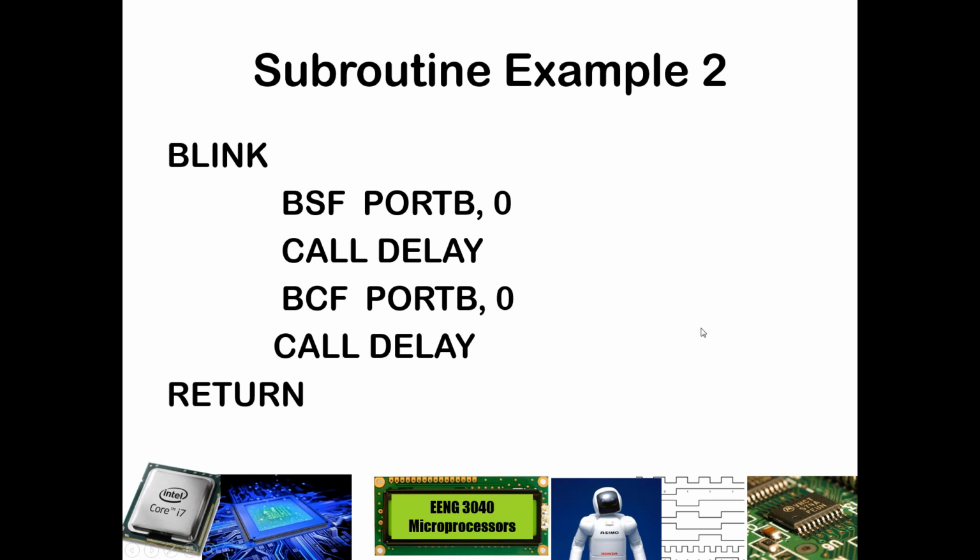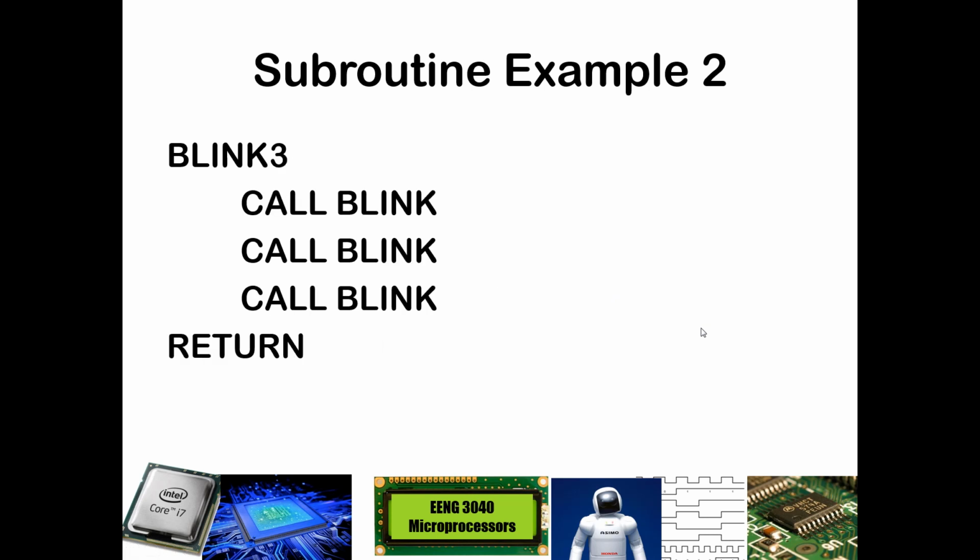Well, we wanted to do it 3 times, so what we could actually do is have another subroutine called blink 3, which could call blink 3 times in a row. Call blink, call blink, call blink. That works okay so long as we only want to blink 3 times. But if we wanted to blink something, say 100 times or 1,000 times, you could see how we could quickly run out of code just by writing call blink, call blink, call blink. So even though calling blink does save us some writing, we might want to actually do a loop.